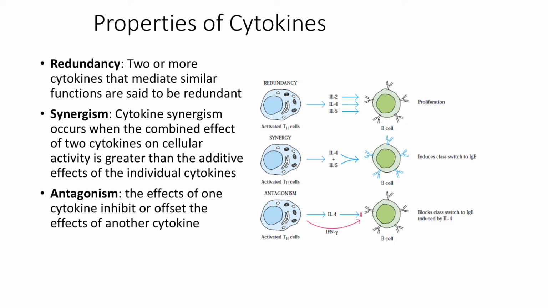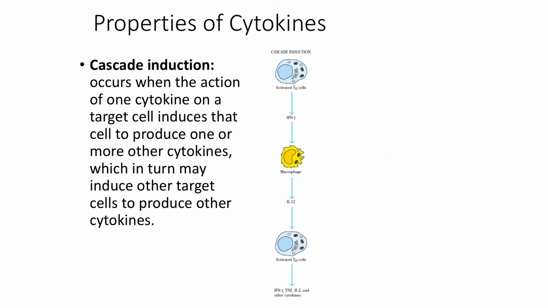This particular cytokine, that is IL-4, is going to initiate the function. It is going to go in a forward direction, but then IFN gamma is a cytokine which is again released by the cell, which is going to inhibit the function. Then the final one is cascade induction. Cascade, a series of events, is known as cascade.